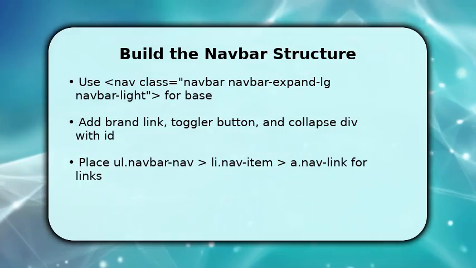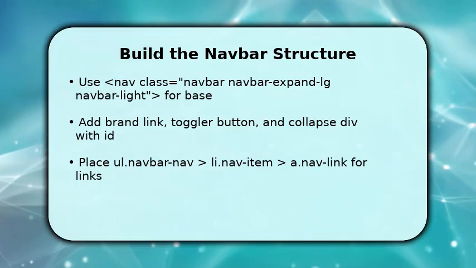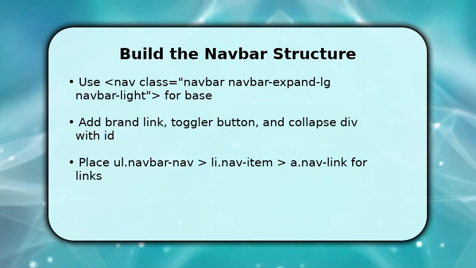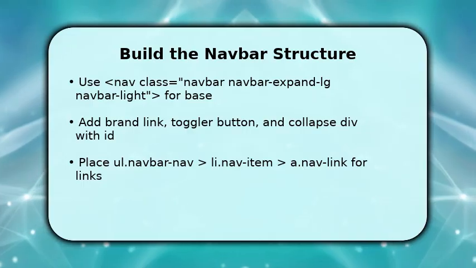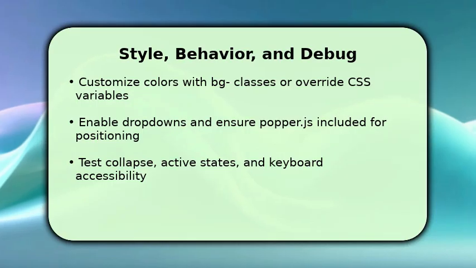Inside the collapse div, build an unordered list of nav items with nav-link anchors for each route. Once done, spacing classes like me-auto or ms-auto position items. Experiment to get the layout you want. Finish by styling and verifying behavior so your navbar feels complete.